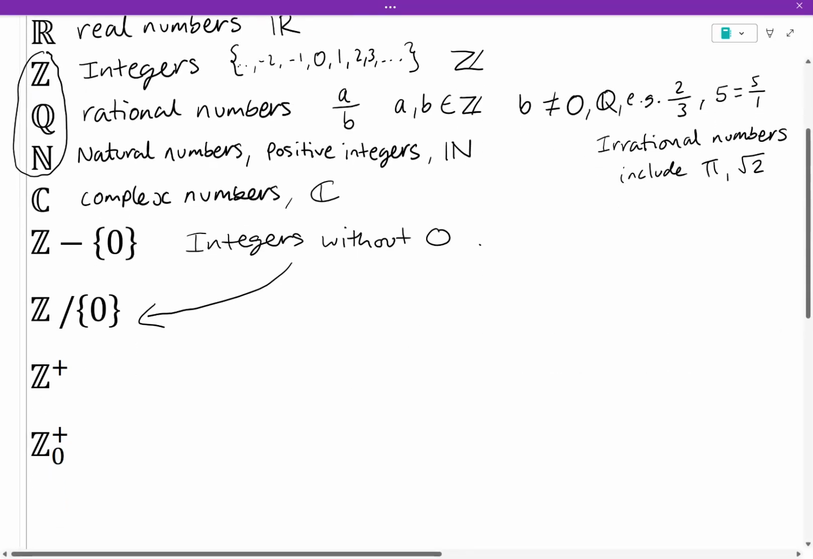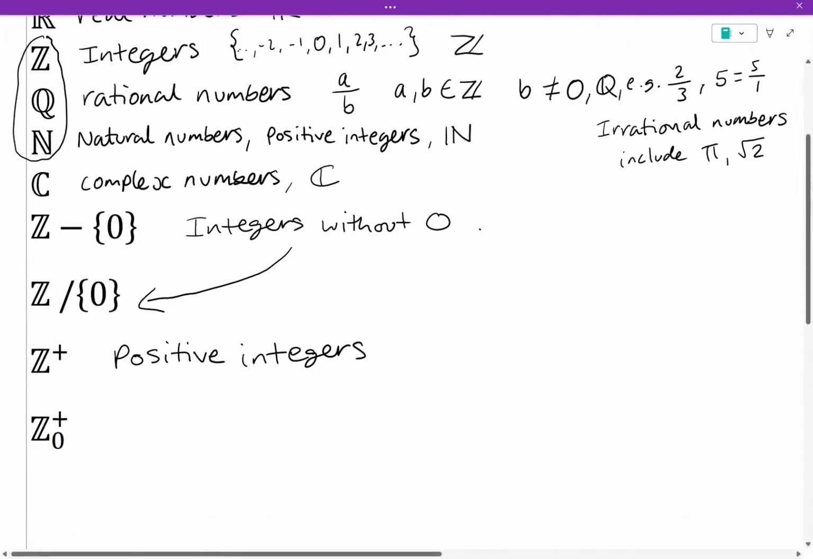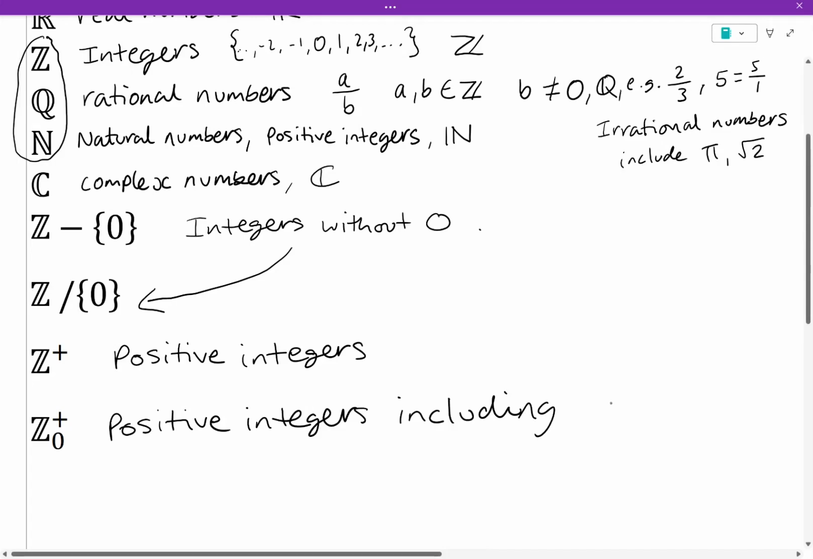Then we've got a Z with a plus. This is just another way of writing the positive integers, so this is actually the same as the natural numbers. And then this bottom one here is the positive integers again, however, 0 is now included, because 0 is neither positive nor negative. You can probably think about other ways that we could potentially write some of the other sets using these other little bits of notation.